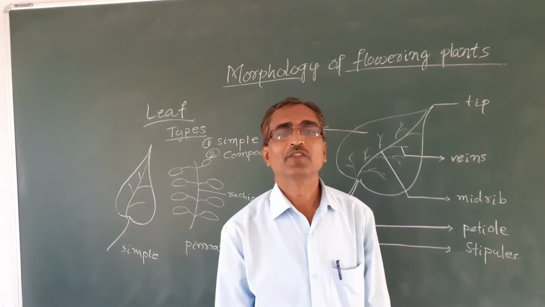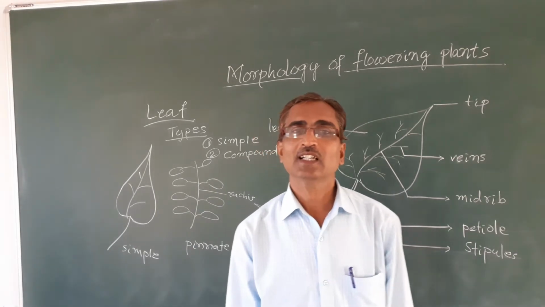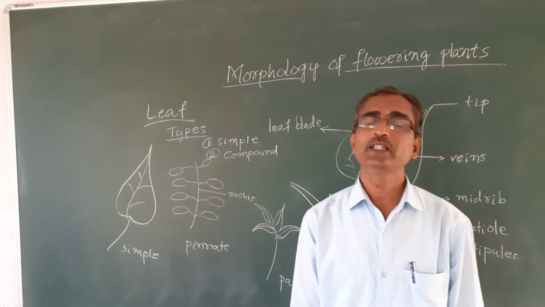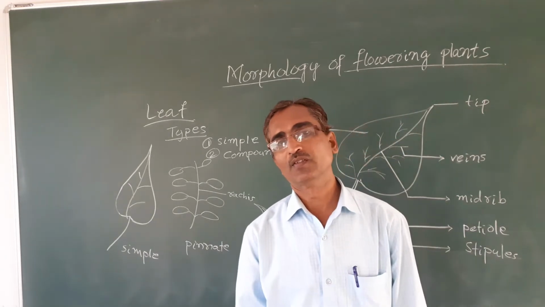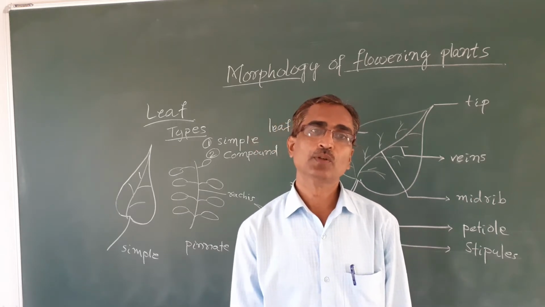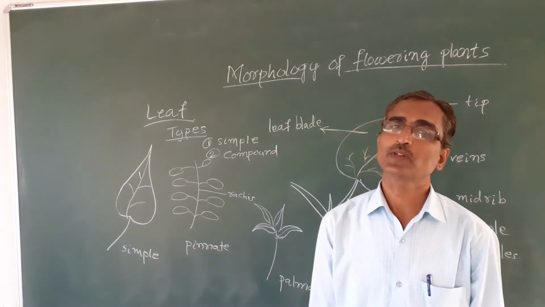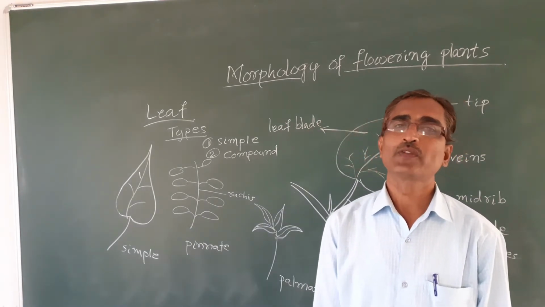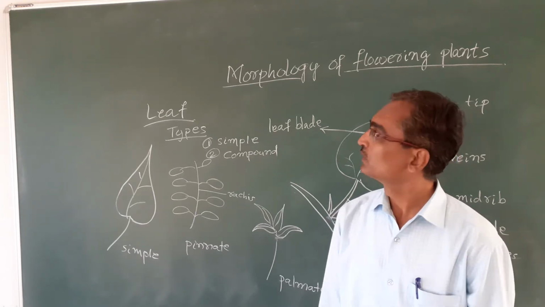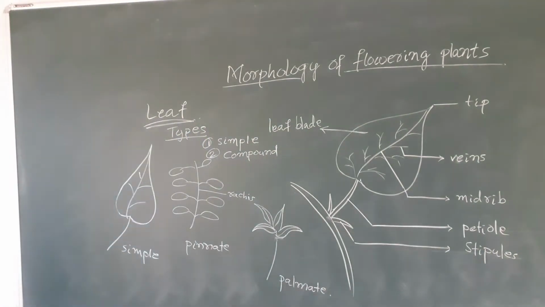So in the previous class we were discussing the morphology of the flowering plants, that is the study of the external structure of the flowering plant. This flowering plant has two parts. The part above the ground is the shoot system, and the part below the ground is the root system. Yesterday we discussed the modifications of root and stem, and today we will discuss the leaf.